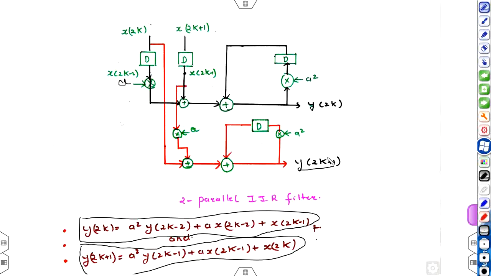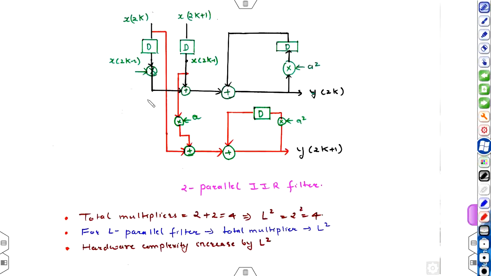And the sampling rate. So now talking about its hardware complexity. In the upper block you can see that the total number of multipliers is 2, and in the lower block the total number of multipliers is also 2. The total multiplier is 2 plus 2, that is 4, and 4 is L square. Our value of L was 2, so 2 square is 4. So in the general case, if we design an L parallel filter, the total number of multipliers required will be L square. So hardware complexity increases by L square.